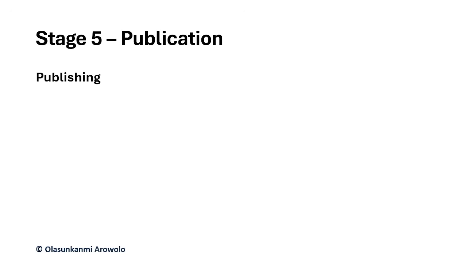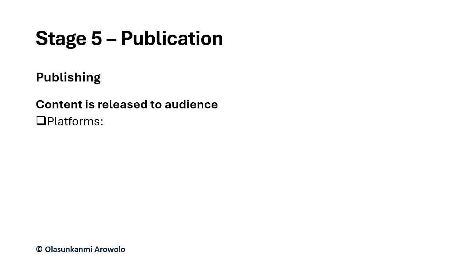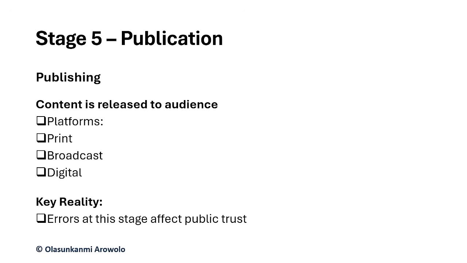So the content is released to the audience. The platforms could be print, could be magazines, could be broadcast, it could be digital, could be online, and so on and so forth, depending on what is being edited. And the key reality is that errors at this stage affect public trust. So you need to ensure that you get your editing right early before it gets to this stage.